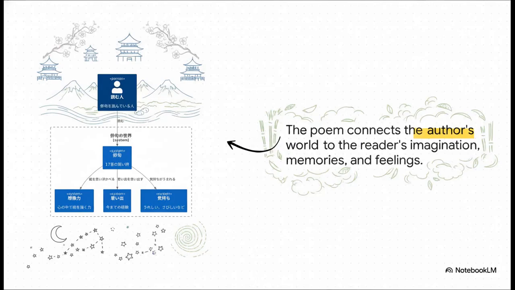So what this diagram shows is kind of cool. Over here, you've got the author, Basho, living his life in Edo-period Japan, a time all about Zen Buddhism and nature. He creates the poem, and that poem becomes a bridge. It stretches across hundreds of years to connect with you, the reader. And it sparks your own imagination, your own memories, your own feelings. That whole system, that's the poem's context.